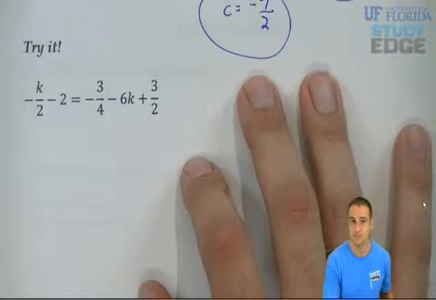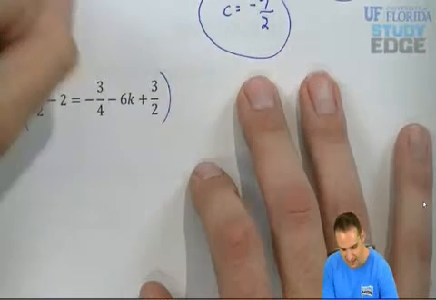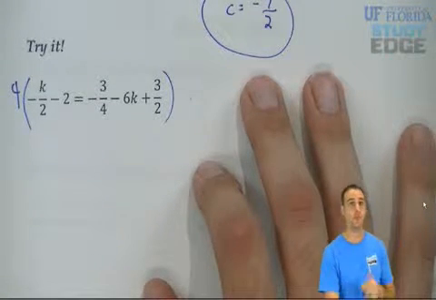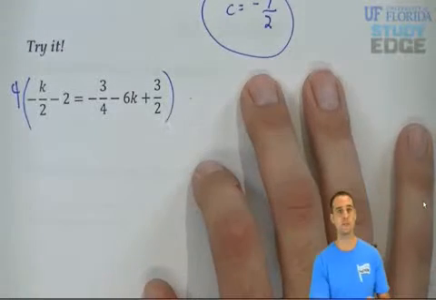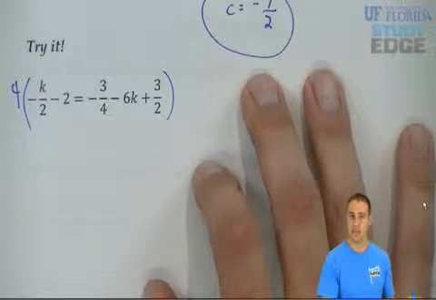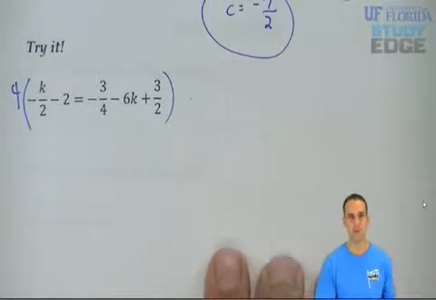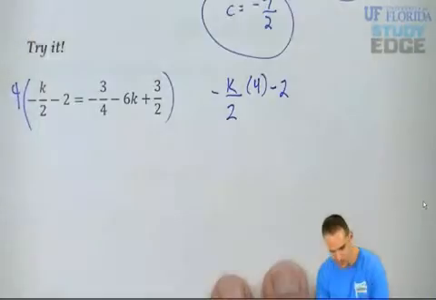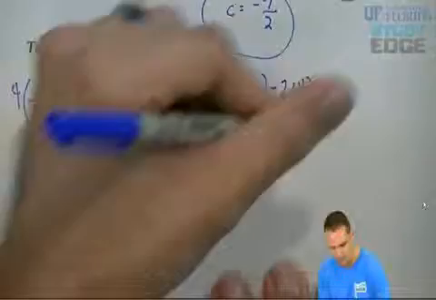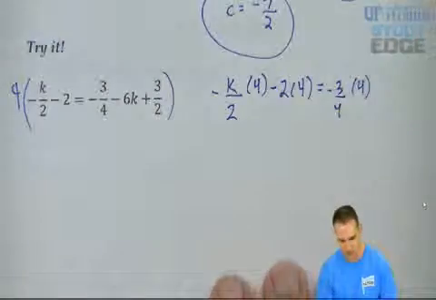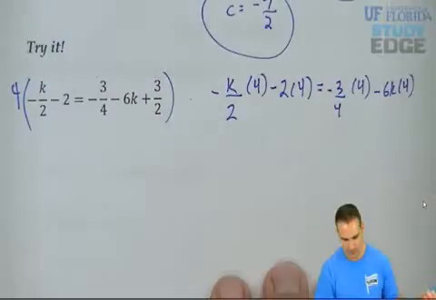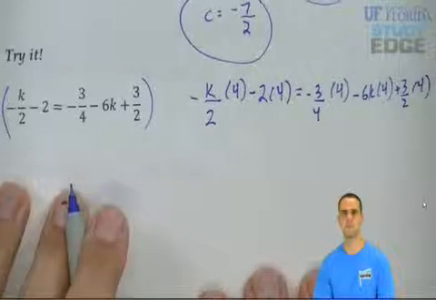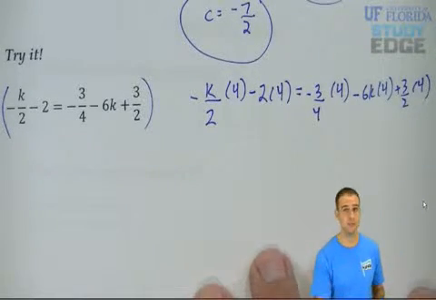What's the lowest common denominator? In this case, the lowest common denominator is 4. If you tried 8, that's a common denominator. That would work as well. We should still get the same answer, but the lowest common denominator is 4 between 2, 4, and 2. So next up, I'm going to multiply everything by 4. Negative k over 2 times 4 minus 2 times 4 equals negative 3/4 times 4 minus 6k times 4 plus 3/2 times 4. If you need to pause the video again to write that all down, please do so.